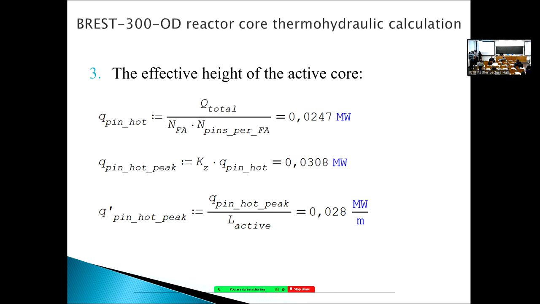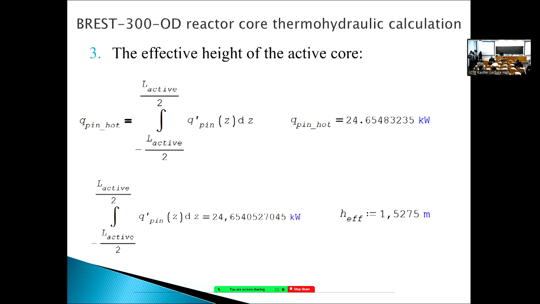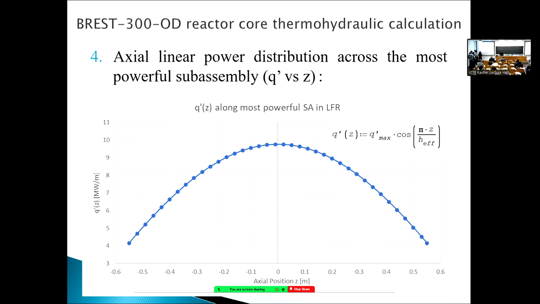So the effective height of the active core, we did the same process. We calculated the maximum power in the hot pin. Then we used it in this integration formula and we used the iterative process and we got H effective equal to 1.5275 meters.